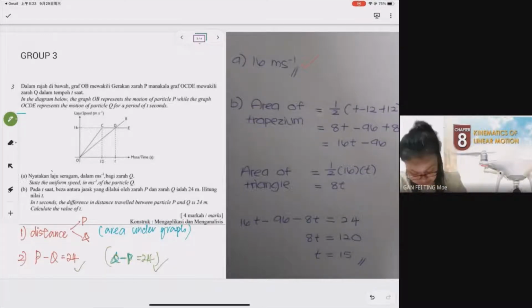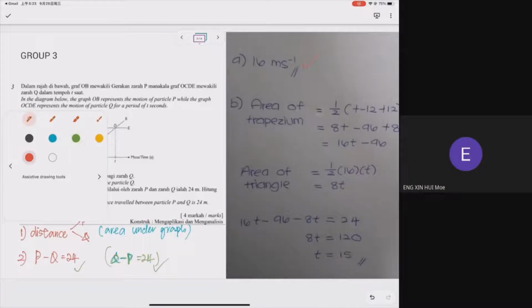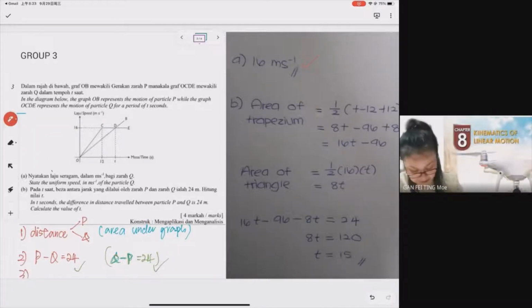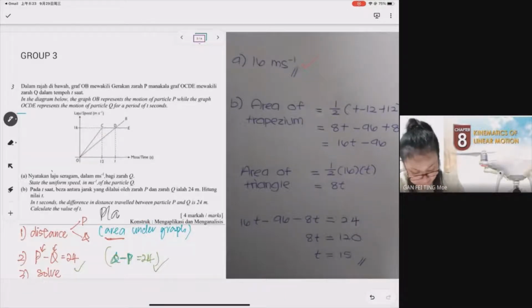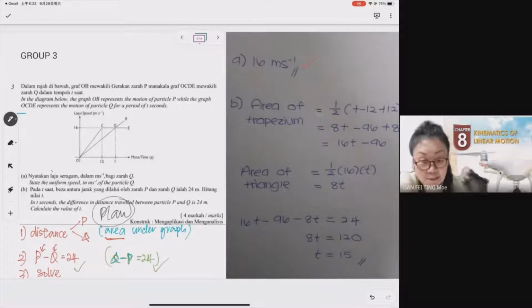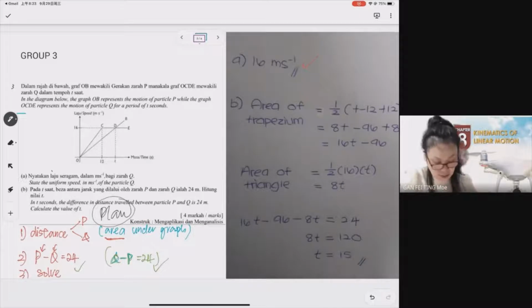So then what do you do? What is your third step? Find P and Q. Okay, then you sub the area into this. Do you still remember that you got the area just now? Yes. You sub the area into this. Your third step is you solve. This is what you plan. Okay, guys, listen here. When you are doing this topic, this is how you plan. Planning means that you read the question. After you plan, then you get to your working.